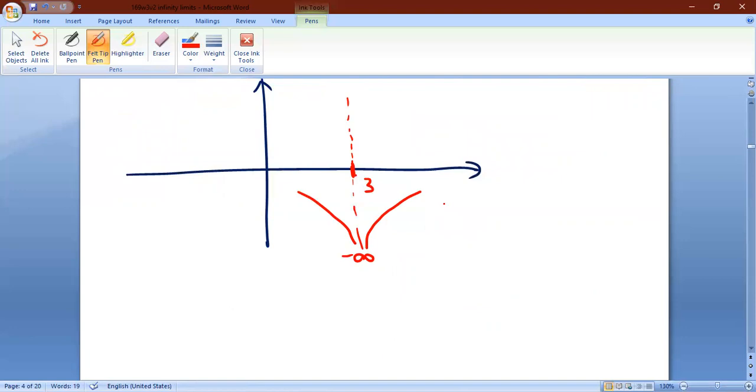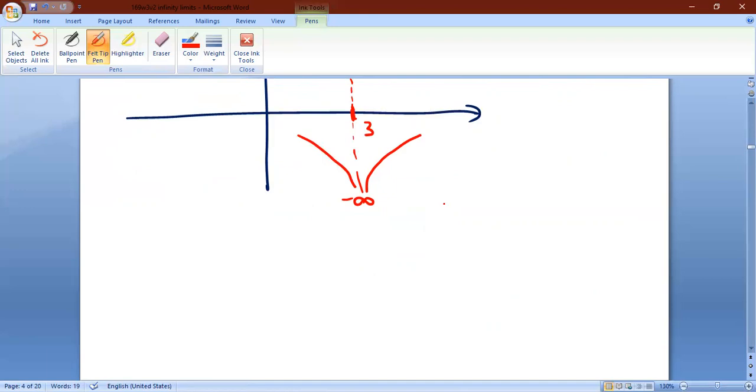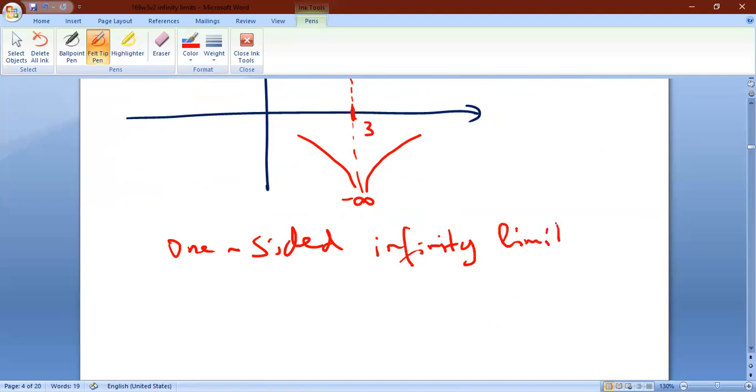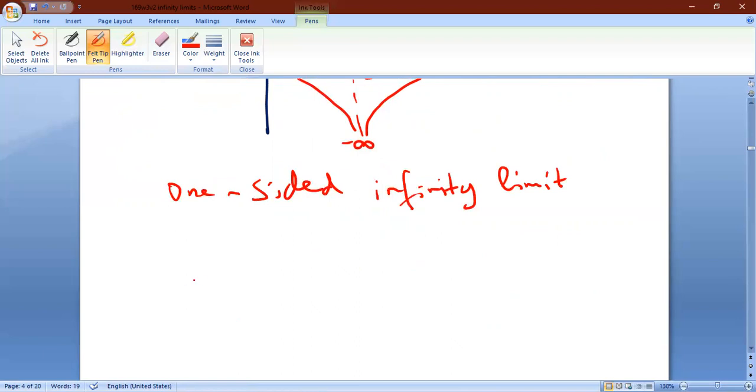Well, there is one more definition here I want to mention. We can also have one-sided infinity limits. Like one side can be infinity, but the other side can be something finite. Well, let's just consider all of these cases.